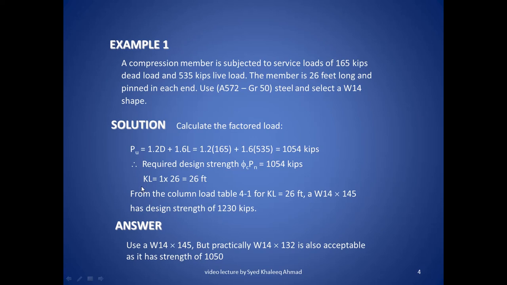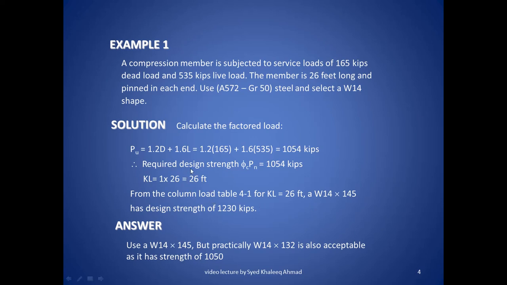KL is equal to 1 times 26. You can see here the length is 26 and both ends are pinned. Therefore the value of K will be 1, and we get the effective length equal to 26. Now from column load Table 4.1, for KL equal to 26 feet, we will select a section. Now we will take you to that table and find a section.